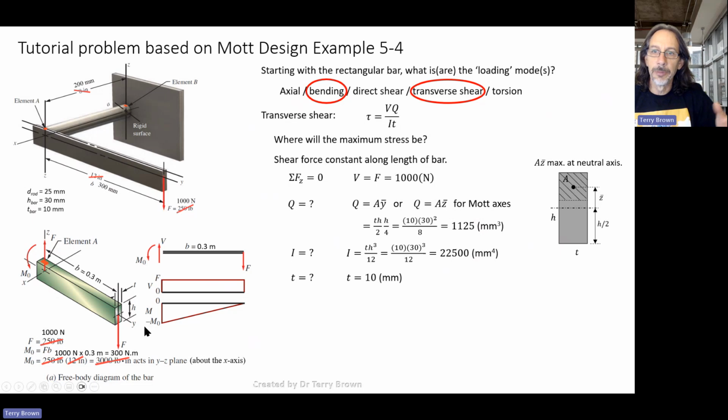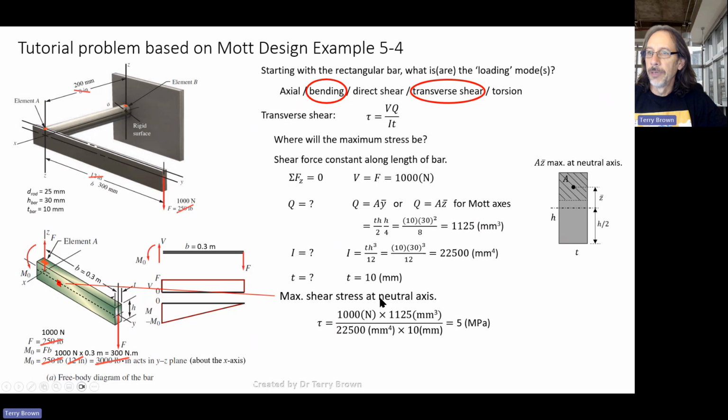People have made the mistake in the bending equations to calculate the moment of inertia, BH cubed upon 12. They saw a B here and put that number into the equation, right? Be careful doing that. Make sure you understand what these terms mean. All right, so maximum shear stress is at the neutral axis, as I said, and we can put the numbers in now and we get shear stress is 5 megapascals.